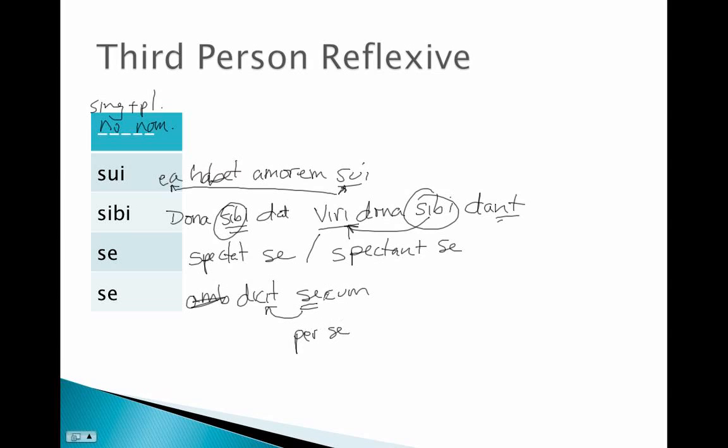So that's the reflexive pronoun. When you see one of these forms, sui, sibi, se, know that it is referring back to the subject. That is, it's the same person or thing as the subject.